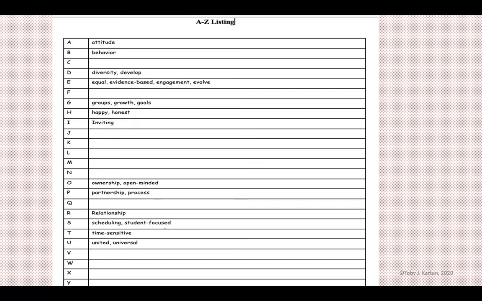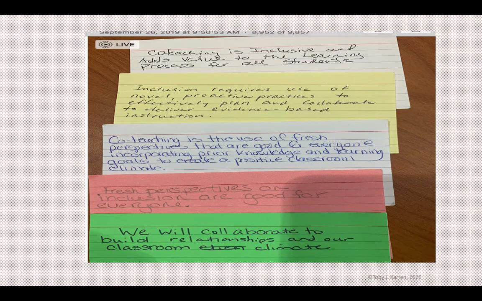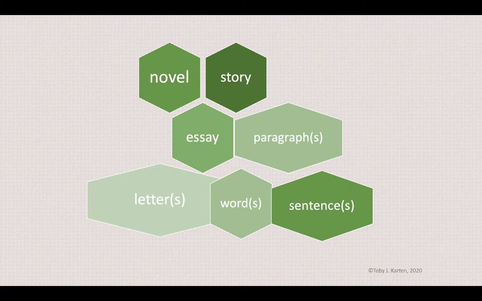This one here was actually done by a group of co-teachers I was working with for the presentation, and they organized words and thoughts together, such as diversity, relationships, partnership, and then they made sentences such as this one. Co-teaching is the use of fresh perspectives that are good and everyone incorporating prior knowledge and learning goals to create a positive classroom climate. And I said to the co-teachers, would you have written these sentences without the A to Z planner? And they said, no, it was really very helpful.